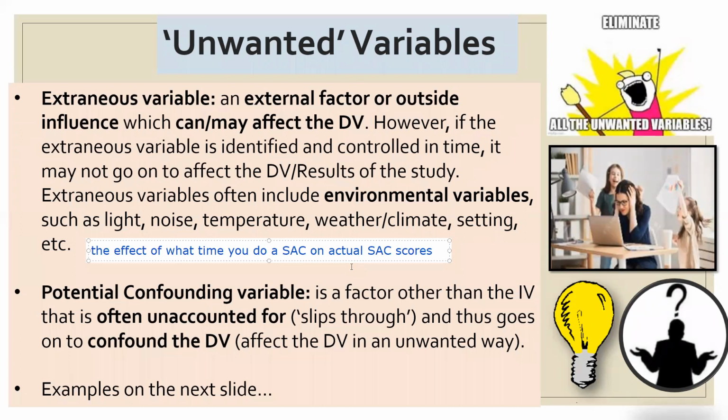Just put it in the chat box. What would be the IV if we're looking at the effect of the timing of a SAC on an actual SAC score or a SAC percentage there? Yeah, the timing of the SAC would be the IV. That's what we're varying or manipulating in this scenario. That's correct. And then what would be the DV?